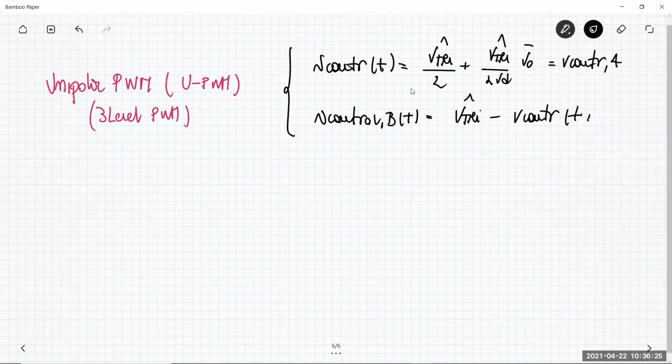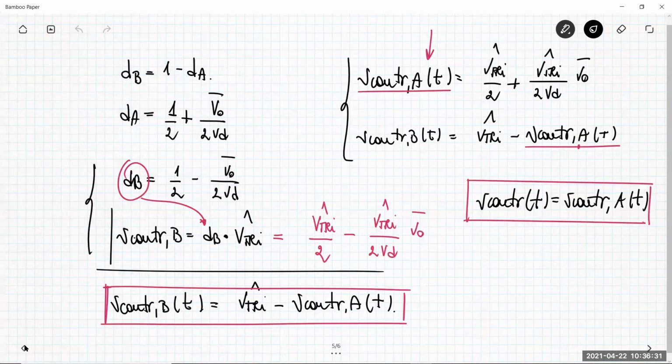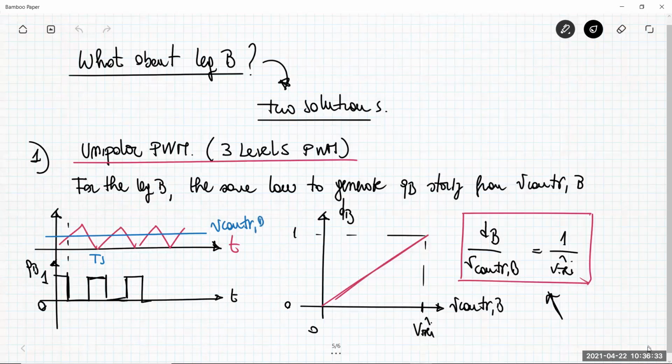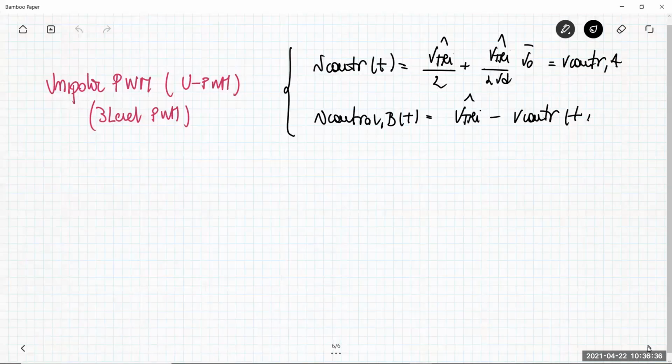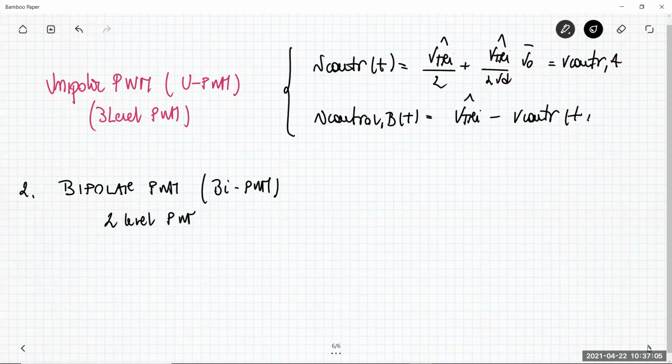I said at the beginning that this is not the unique solution. There is another solution. This is the number one, the unipolar pulse width modulator. The second solution is the solution that leads to the bipolar pulse width modulator. Sometimes I call this BPWM, and this is also called the two-level PWM.